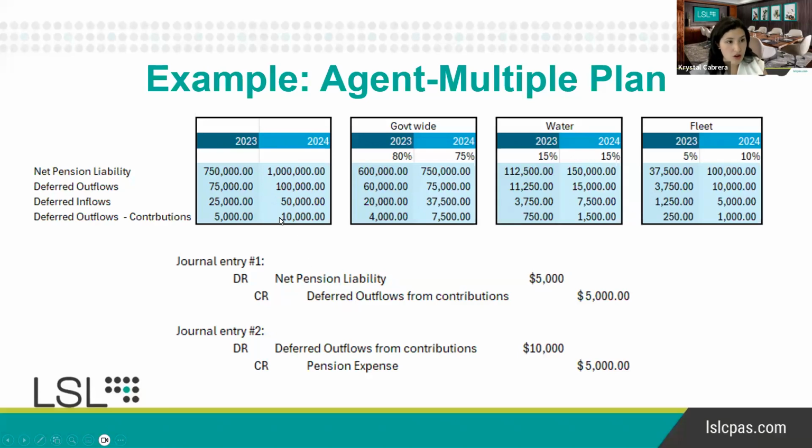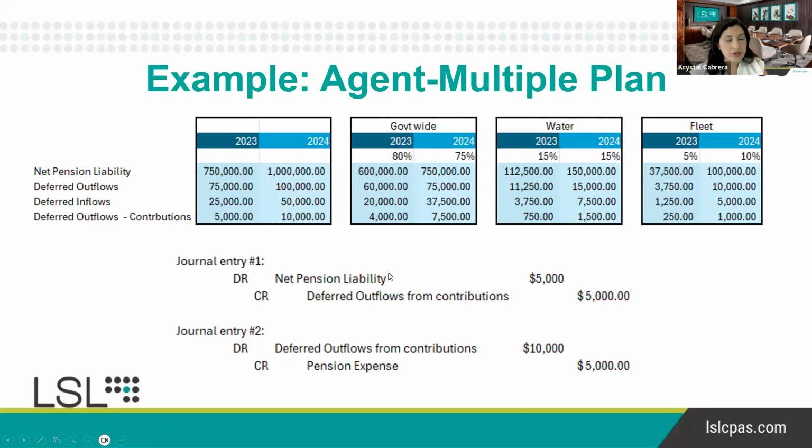in the 2024 column. And this is kind of just a broad example of everything. However, in each of these individual funds, you're going to see that the journal entry is going to be essentially the same. So for government wide, it's going to be $4,000 instead of $5,000, and then $7,500 for this year. And water the same. So water will be $1,500 that you're going to turn into a deferred outflow this year. Hopefully that's kind of clear.